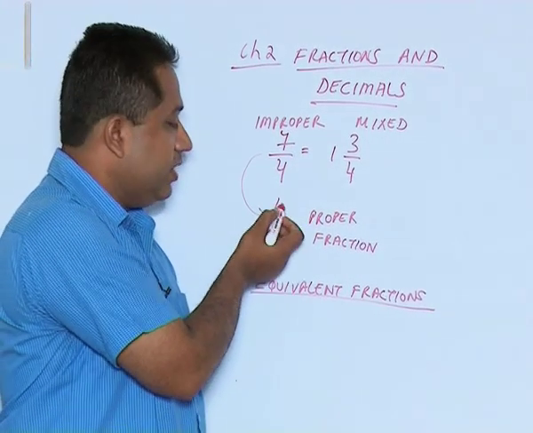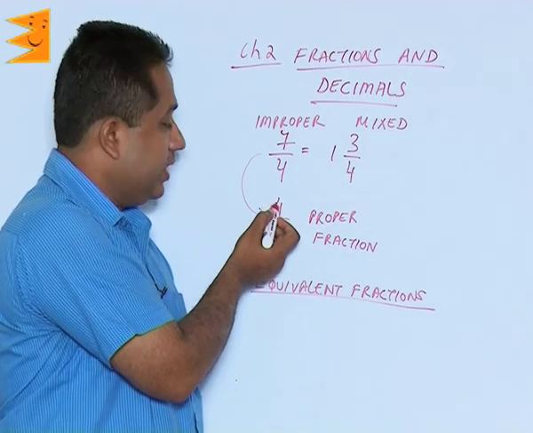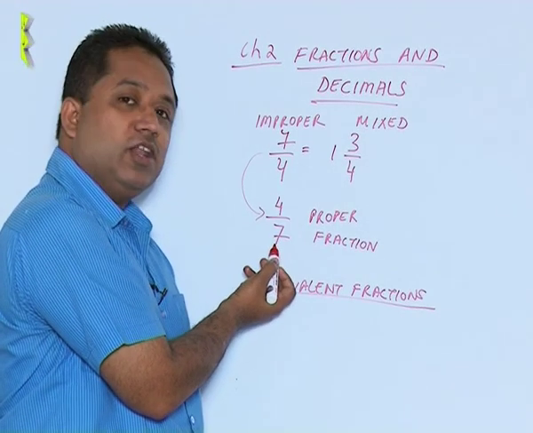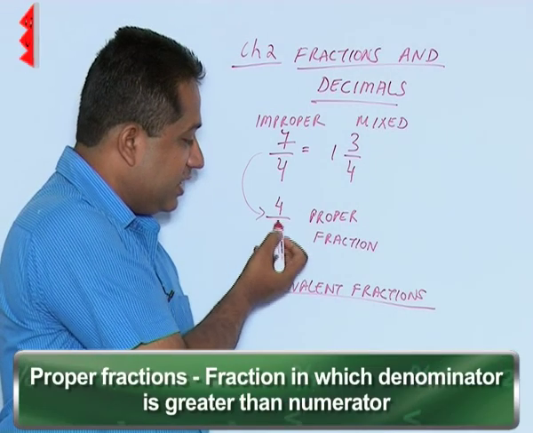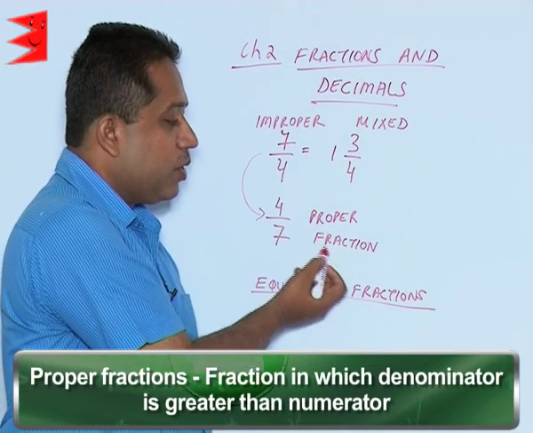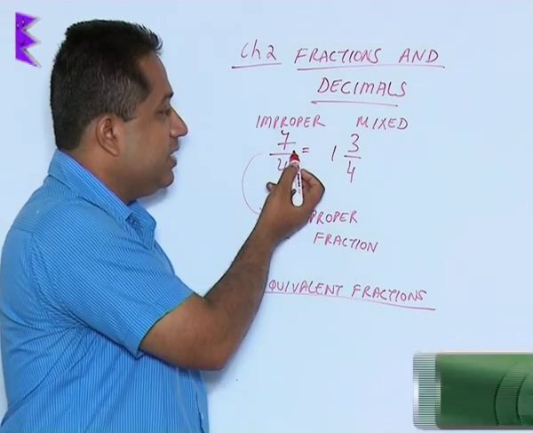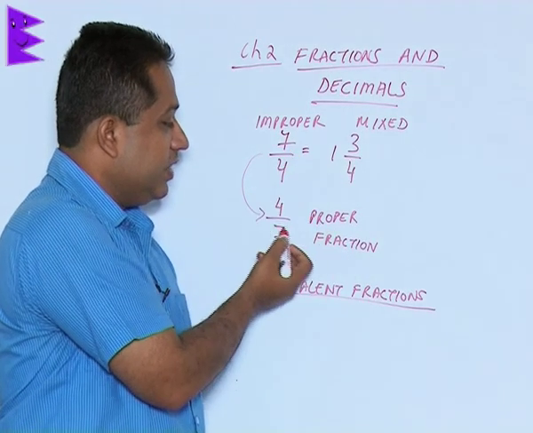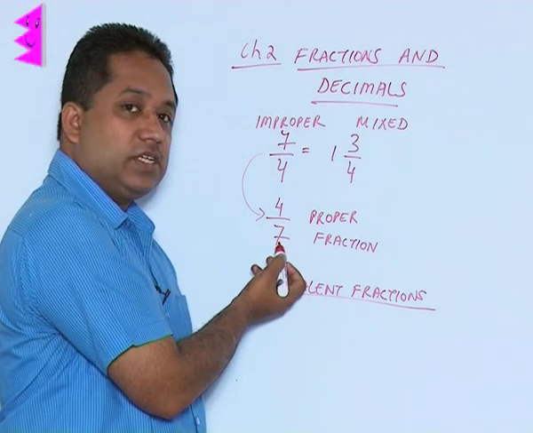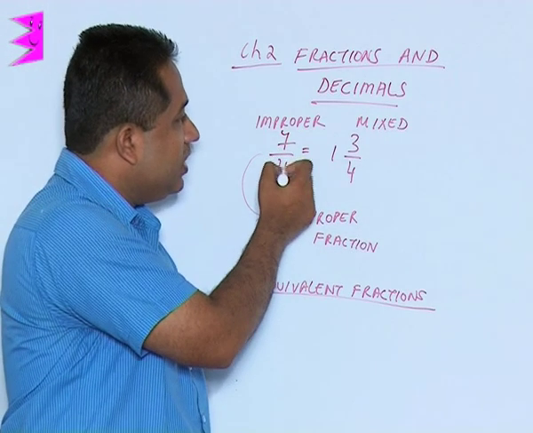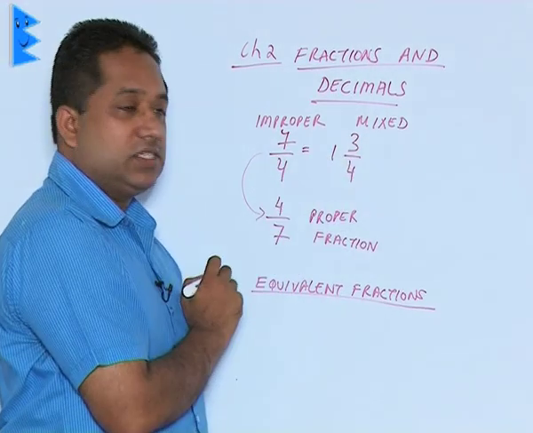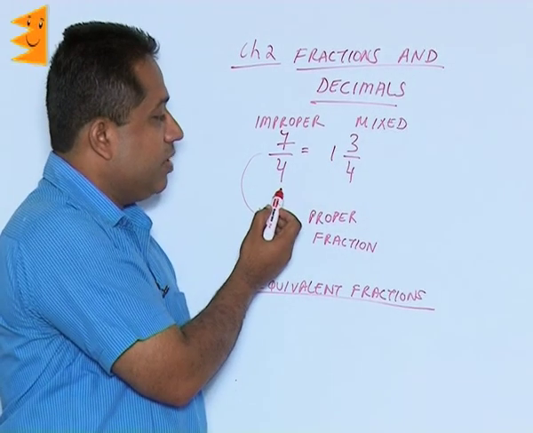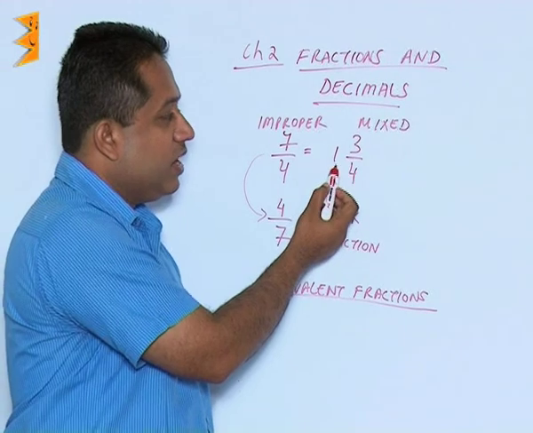Now, the denominator is more than the numerator. Numerator is less than the denominator. So, these type of fractions where the numerator is less than the denominator is a proper fraction. So, here we have an example of an improper fraction, whereas here it is a proper fraction. Now, we can convert these improper fractions into mixed fractions. For example, the value of 7 by 4 we can write as 1 3 by 4.